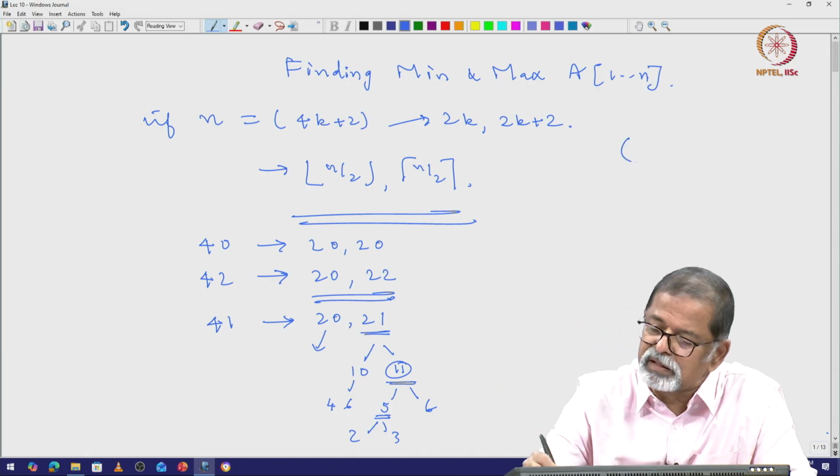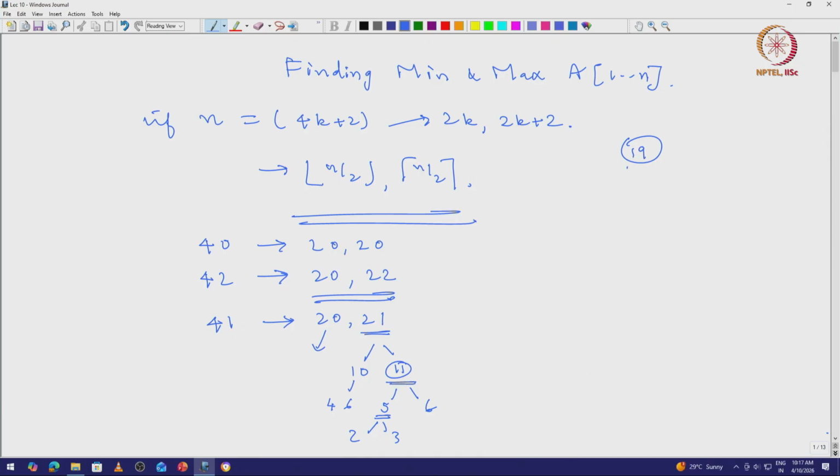Take for example 19. 19 will be split into 9 and 10. The lower integral part will be 9, the upper integral part will be 10, since n by 2 is 9.5. 9 will be split as 4 and 5. 10 will be split as 4 and 6.